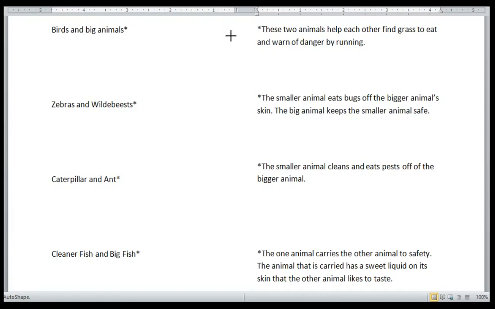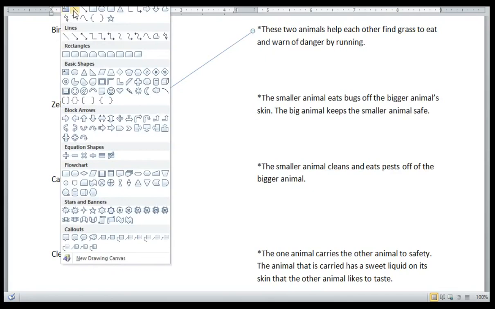And over here, we have what they do. So let's look at the first one. These 2 animals help each other find grass to eat and warn of danger by running. So if I look over here, what were the animals that like to eat a lot of grass, and then if danger was near, they'd start running away? Oh, I remember. It was the zebras and wildebeest. So I'm going to draw a line connecting them. All right. I'm going to have to come back and keep getting my line, just so you know.